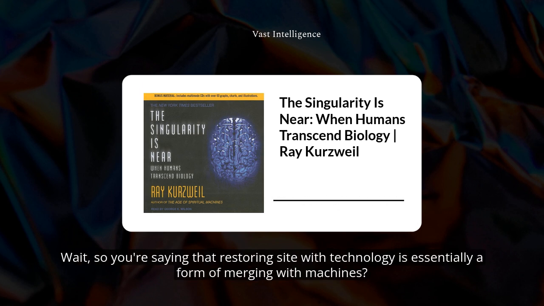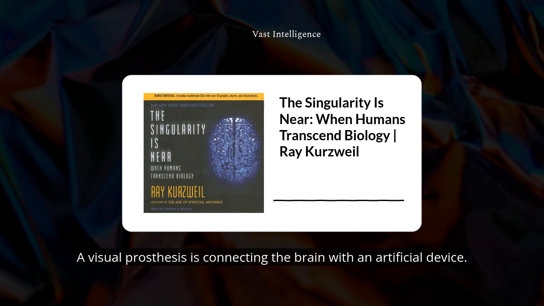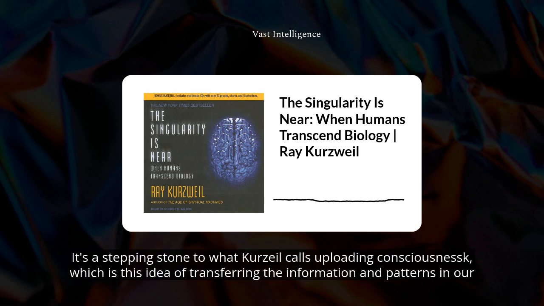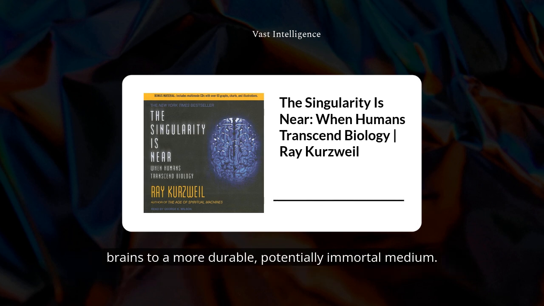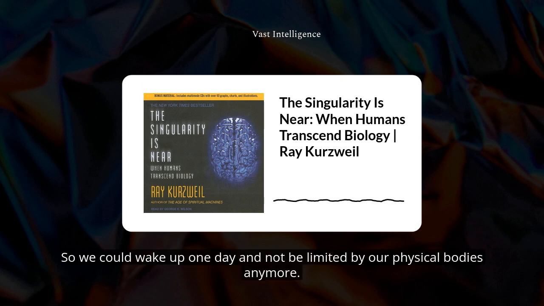Wait, so you're saying that restoring sight with technology is essentially a form of merging with machines? Think about it. A visual prosthesis is connecting the brain with an artificial device. It's a stepping stone to what Kurzweil calls uploading consciousness, which is this idea of transferring the information and patterns in our brains to a more durable, potentially immortal medium. Okay, this is officially blowing my mind. So we could wake up one day and not be limited by our physical bodies anymore.